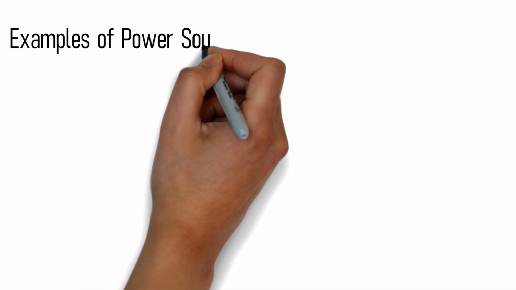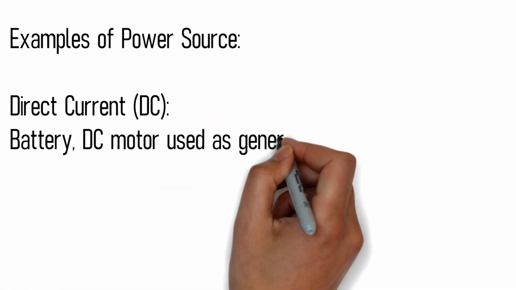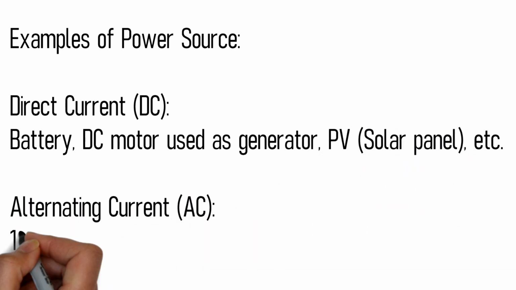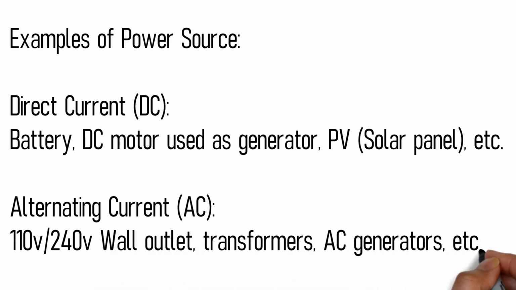So now let's consider some examples of the two types of power source. For the DC, we have the battery, a DC motor used as generator, PV or solar panels, and others. For the AC, the 100 or 240 volts wall outlet, transformer, and AC generators.